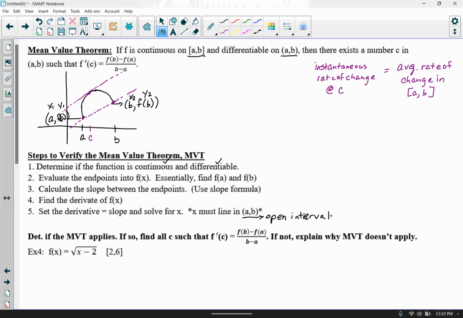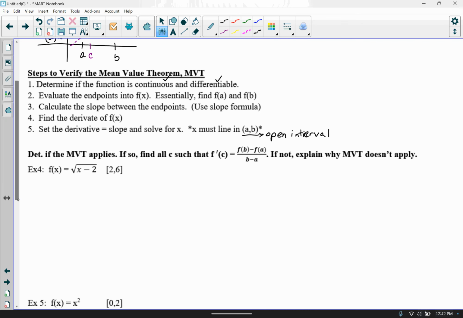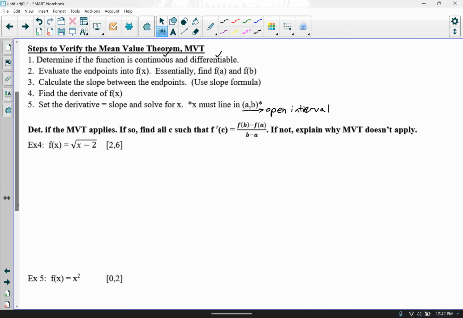Okay? All right, so let's come on down and let's look at these 3 examples. So in example 4, determine if the mean value theorem applies, and you can see my abbreviation, MVT. Use it for your liking as well. If it applies, meaning if it's continuous and differentiable, then we're going to find all the c in our interval such that the derivative is equal to the slope between the endpoints. If not, explain why the mean value theorem does not apply.